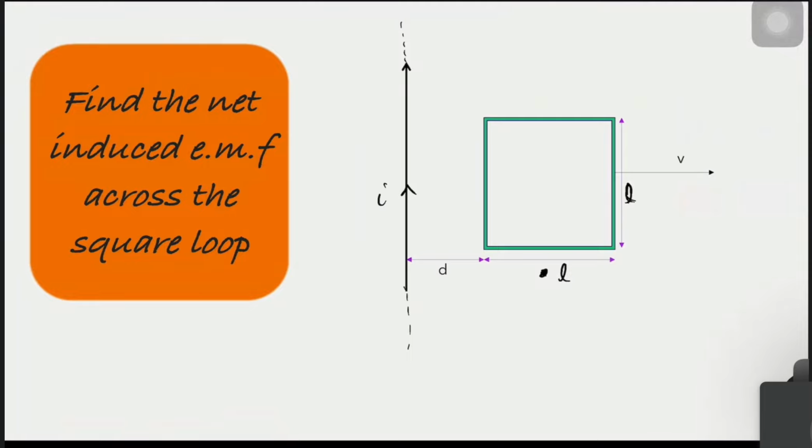What will be the net induced EMF across this square loop? Just try to solve it the same way that you have solved the previous case and tell me what would be the answer. Just to keep it easy for you, I'm naming the points A, B, C, D. So calculate the induced EMF across A and B, B and C, C and D, similarly D and A.